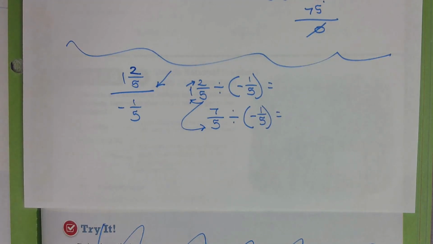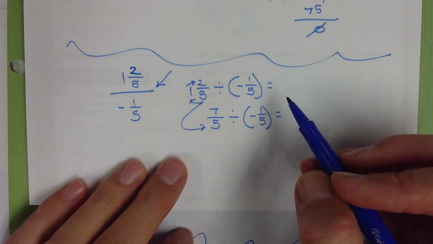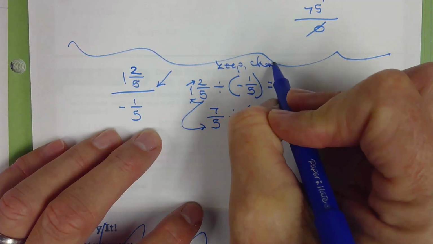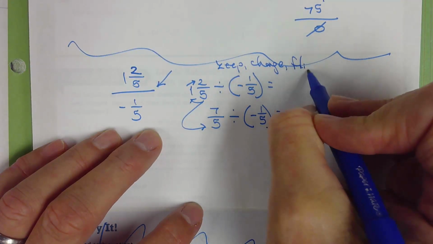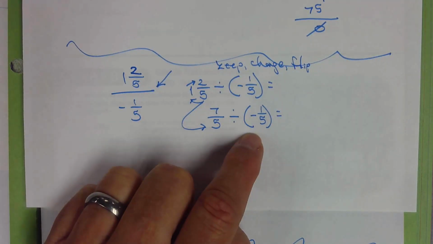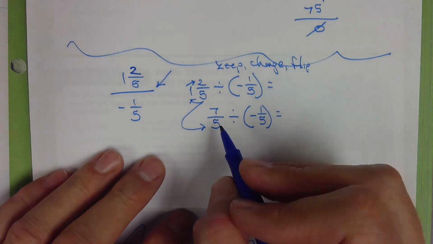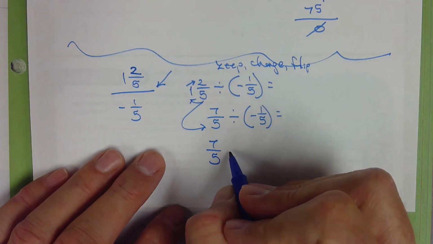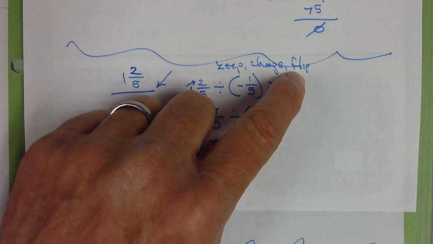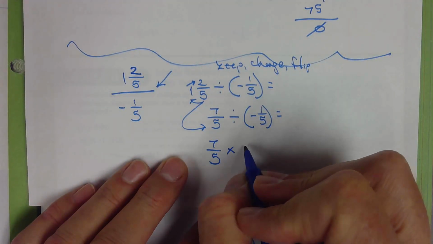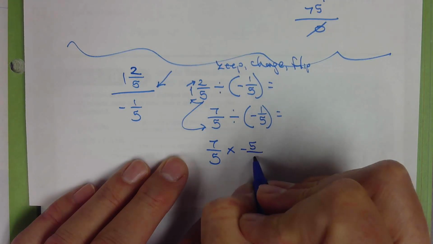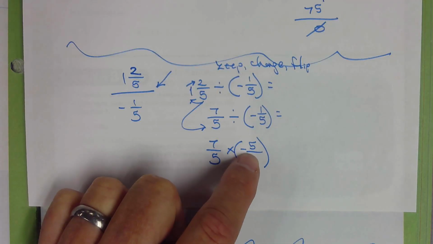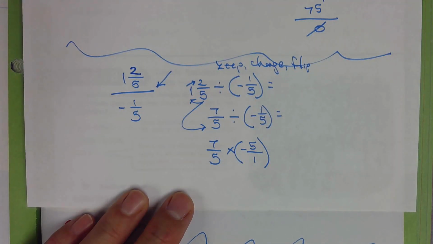All right? And then that rule I mentioned before, keep, change, and flip, that applies because we're dealing with fractions here. So keep it as 7/5, change it to multiplication, and then you flip the last fraction. So now this becomes a negative 5 over 1. And again, I'm just putting it in parentheses so you don't have this times sign and a minus sign following one another. That can get kind of confusing.